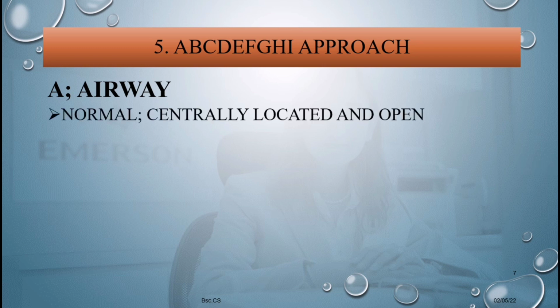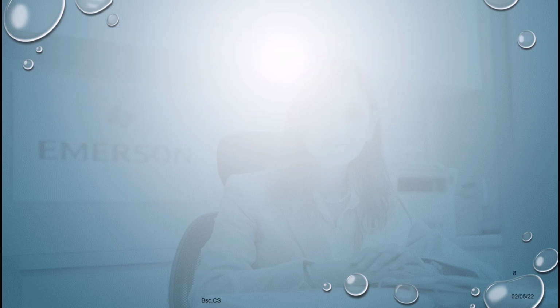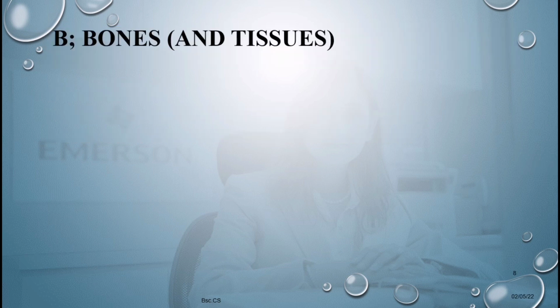Then A is for airway. So is the airway normal? If it's normal, you look at the trachea to see if it's centrally located and open. If it's not normal, it can either deviate away from or toward the pathology. Then B is bones and tissues. So start from the top. You have to count the bones.